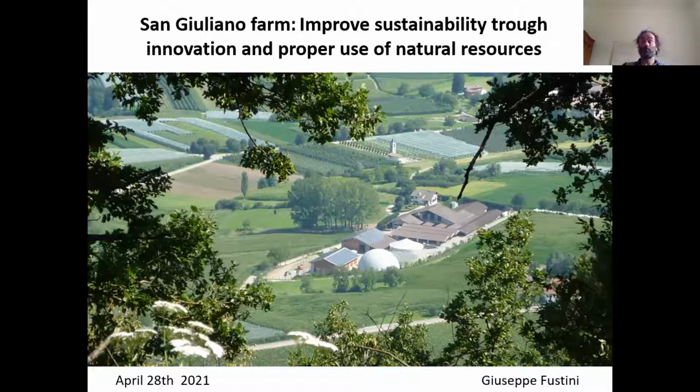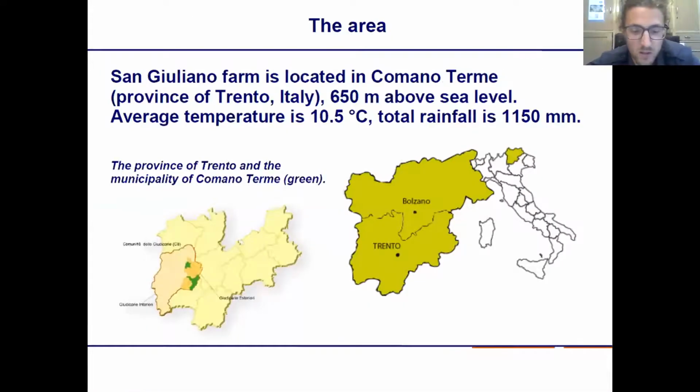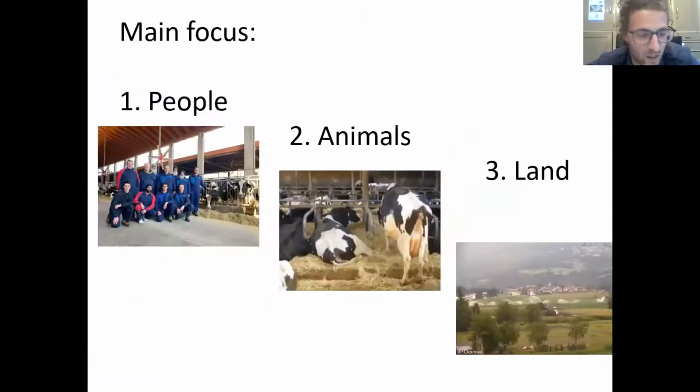And we are located in Trento province, in a small village called Sesto, a real small village. In our business, we think that it is important to provide a good place for people, a high standard of welfare for the animals, and good care for the environment.